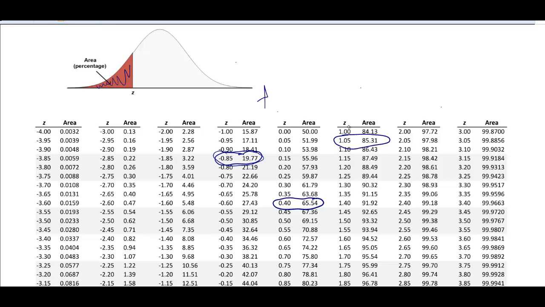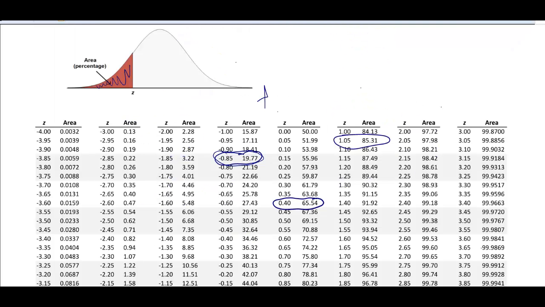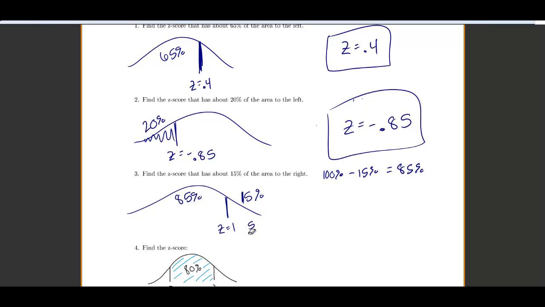It looks like this 1.05 is the closest. So z equals 1.05. This is one of the reasons that I draw my pictures, because if I had accidentally looked up 15% instead, I would have gotten a negative z-value, and I would have realized, hey, I drew 15% way over here. That should have been a positive z-value.